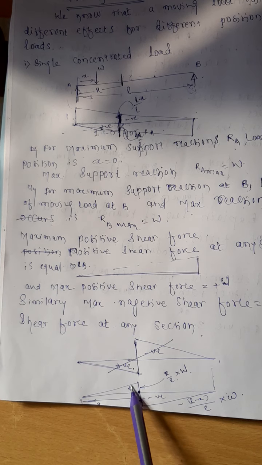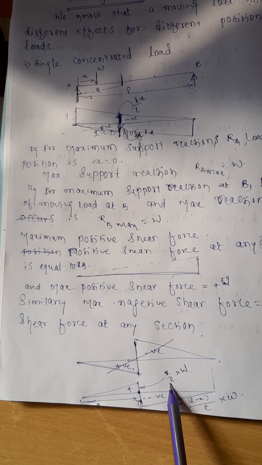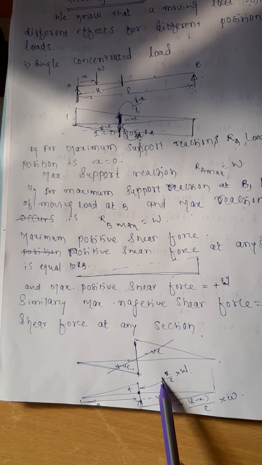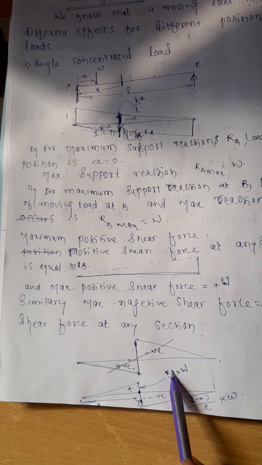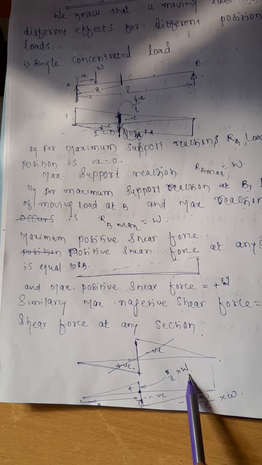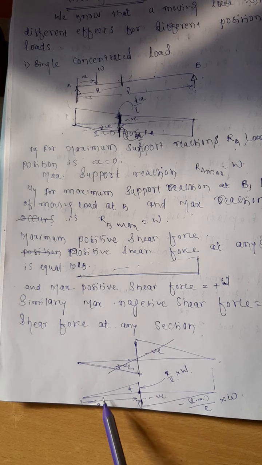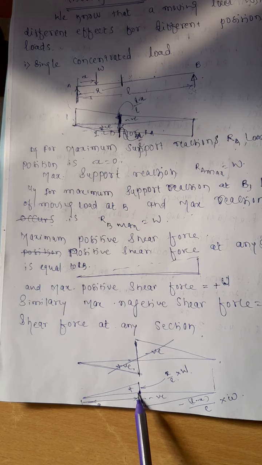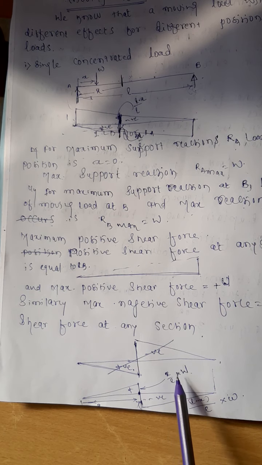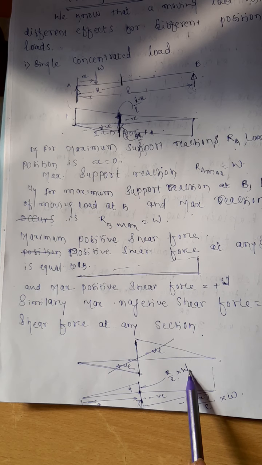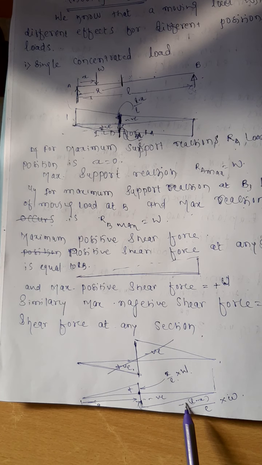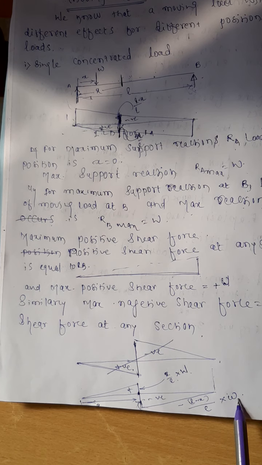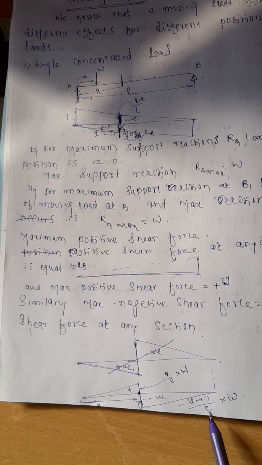Here is the positive shear force, which is nothing but x divided by L, the reaction, multiplied with the load. You will get its unit reaction due to unit load, multiplied with the load will give you the shear force. Therefore, at any distance x, the shear force is equal to x by L into W. You know that x will be less than L. And negative shear force is given by L minus x divided by L into W.